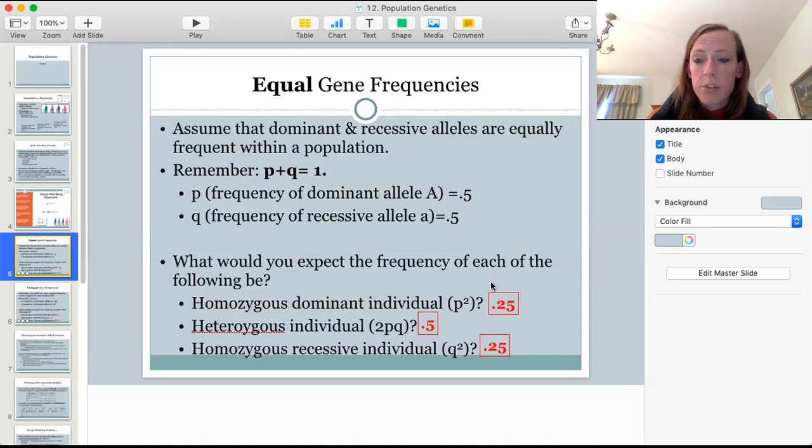We follow the same process to find the frequency of heterozygotes within the population. Just take 2 times P times Q. So 0.5 times 0.5 is 0.25, and then times 2 is 0.5. So 2 times P times Q gets you 0.5, or 50% of the population. These guys are heterozygotes.